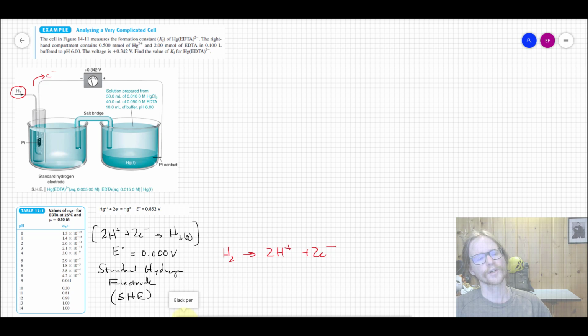And that's totally cool. Why? Because if we flip this reaction around from its original, it's still 0 volts by definition. So it doesn't matter how you construct this. This is still going to be a 0 volt, a standard hydrogen electrode, as long as the pressure on this hydrogen is 1 atmosphere, which we'll just assume that it is here.